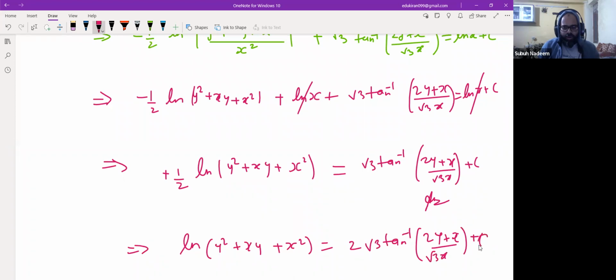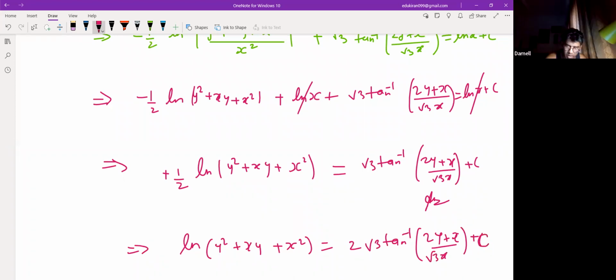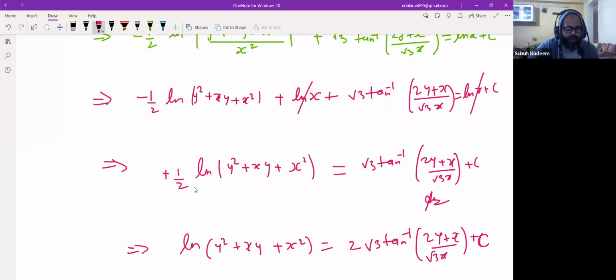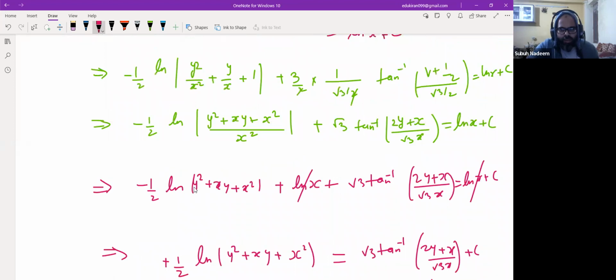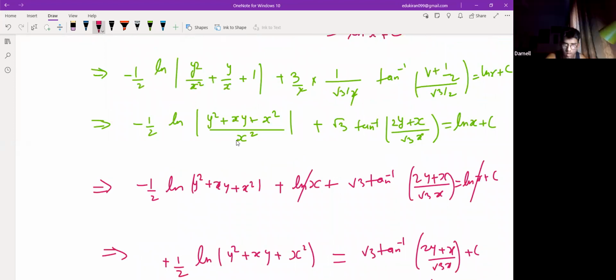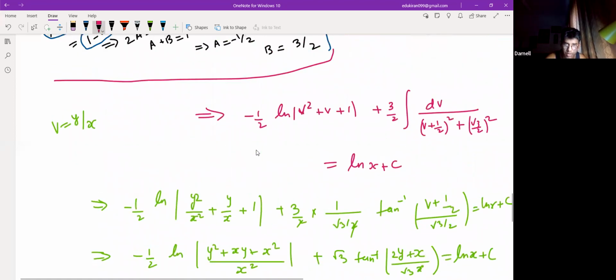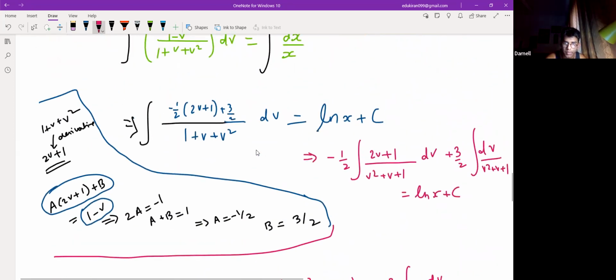Have you got it? So how did 1 minus v change to that minus half part? I didn't understand that. So the first part, the 1 minus v, it changed to minus half 2v plus 1 plus 3 by 2, right?